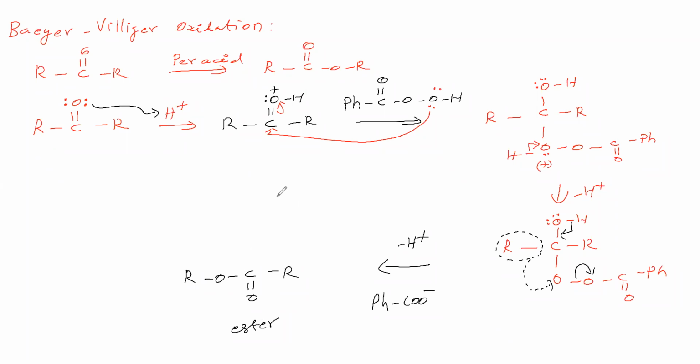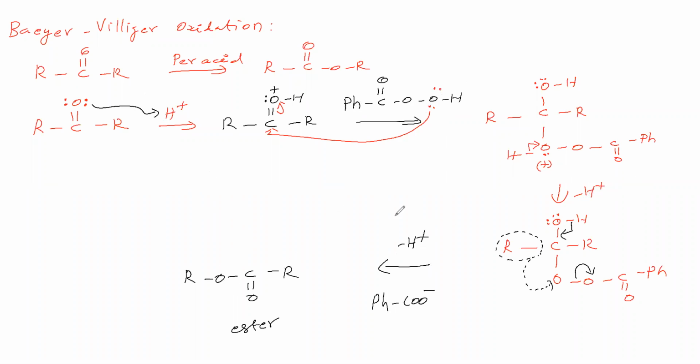How does the reaction take place? First H+ is attacking. Here H+ is leaving. Here the peracid is coming. In this peracid, PhCOO minus is leaving, and one H+ also leaves. So this oxygen alone is introduced here. First one H+ is adding, here one H+ is removed, this PhCOO minus is removed, and this oxygen alone is adding.